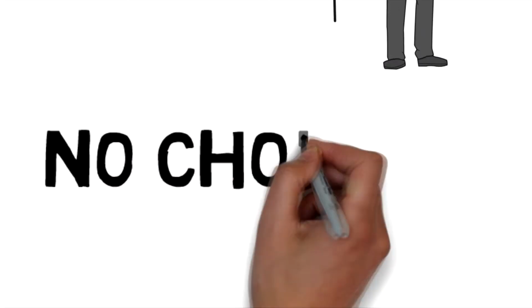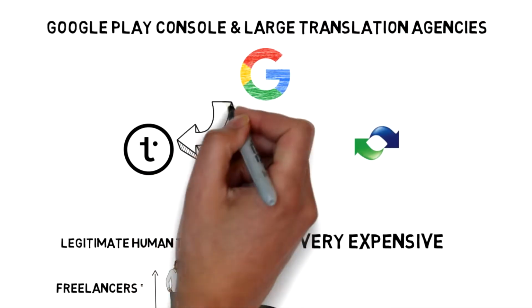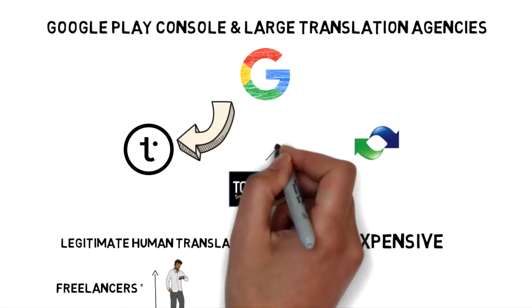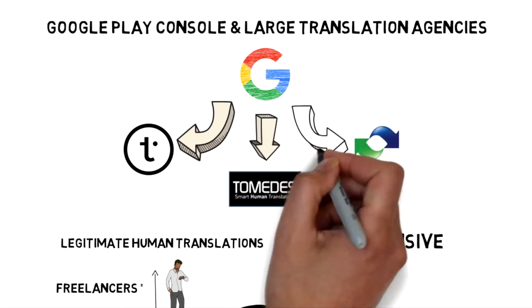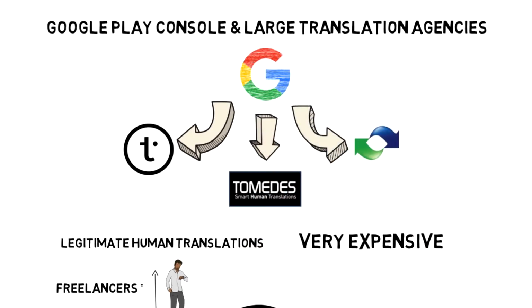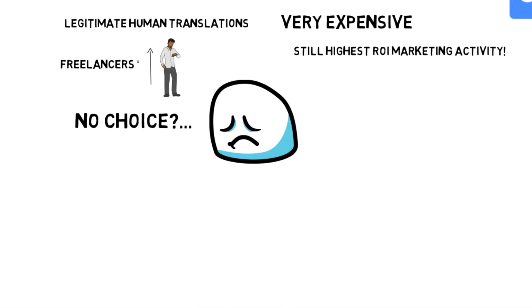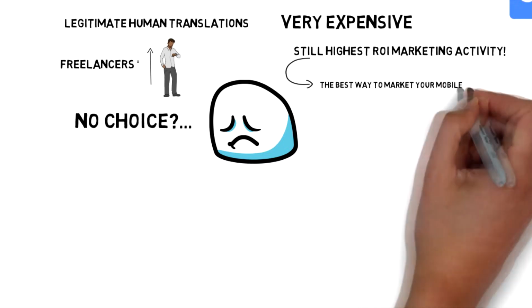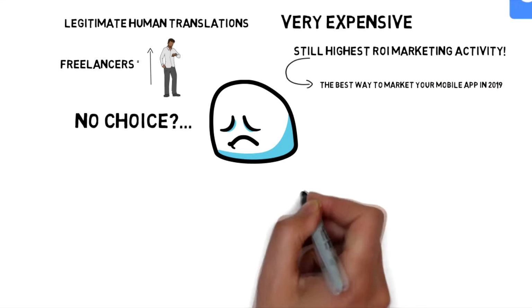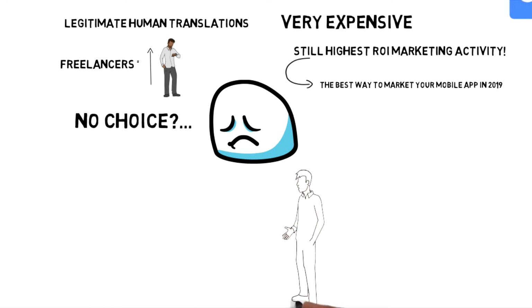So I figured my only option was to use either these large agencies directly or through the Google Play Developer Console, which really just subcontracts the work out to these large translation agencies. I was like, you get what you pay for, so just bear with the high prices. And I absolutely had to do localization, since it's still the highest return on investment marketing activity you can do for your app by a lot. If you don't know why it's the highest ROI marketing activity, check out my other video called The Best Way to Market Your Mobile App in 2019. Anyways, so I was complaining about this to a friend, about how I had to pay so much for localizing my apps.